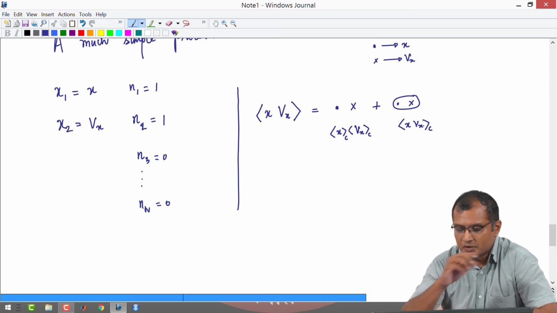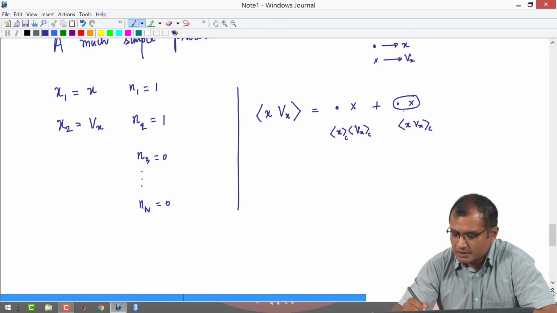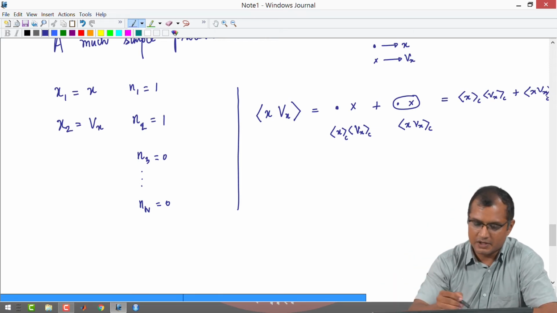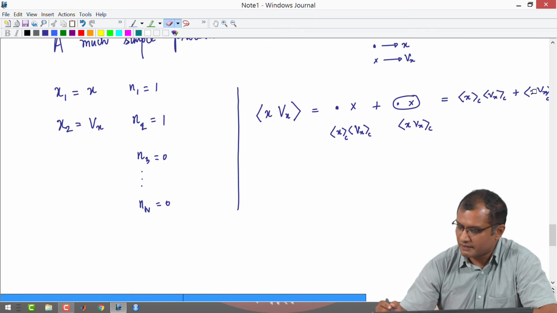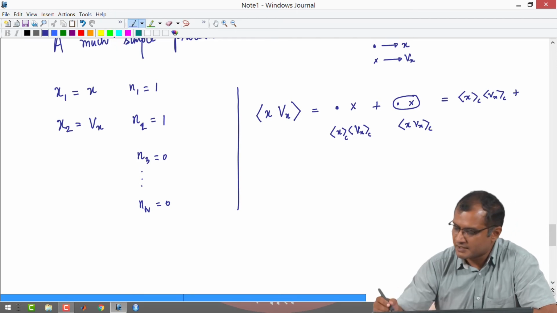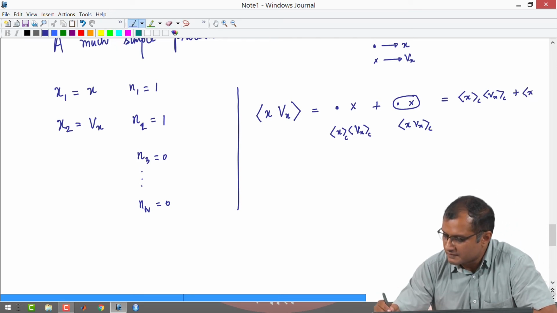So this is the answer to your problem. This is nothing but the cumulants of x and Vx multiplied, plus the x into Vx cumulant. This is a very simple procedure. You can try and work it out for other combinations of other powers of x and v, and you will be surprised as to how easy this becomes.